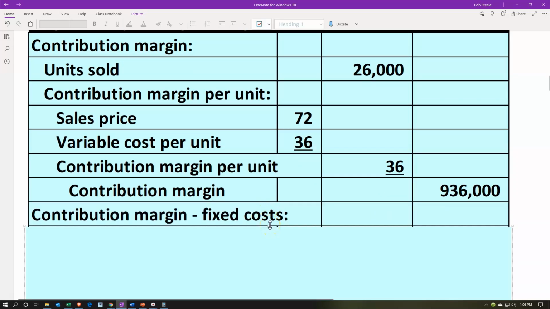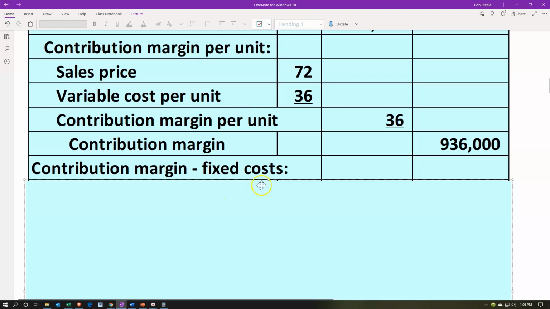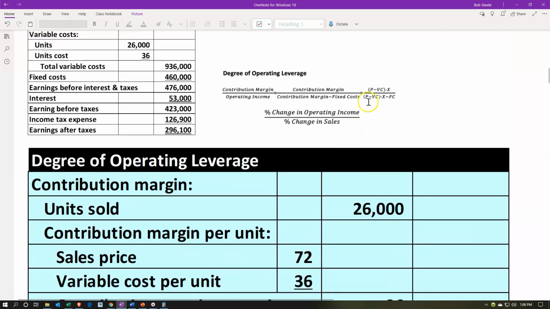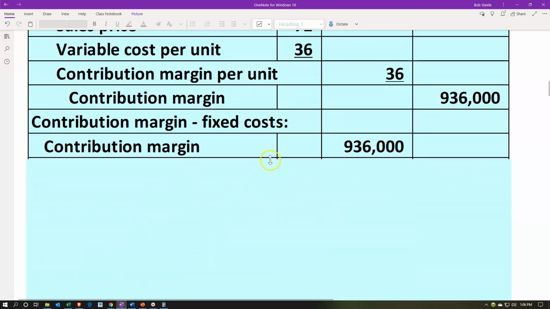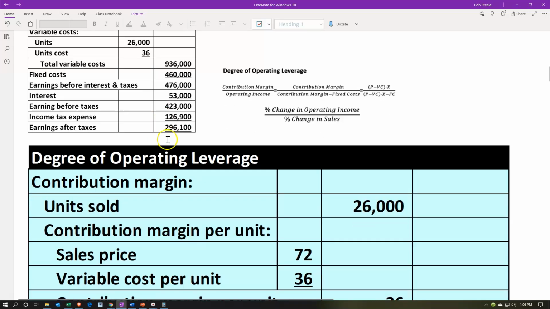Let's look at the denominator, which is going to be the contribution margin minus the fixed costs, otherwise known as the operating income. Two ways to get to the same thing. If I pull that number out, I'm going to say the contribution margin, same number here. That's because this formula and that formula are the same component. Now we're just going to subtract out the fixed costs. The fixed cost is going to be 460,000. We get that from our data up top. The fixed cost 460,000 right there.